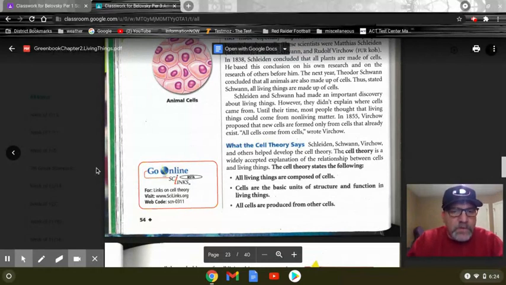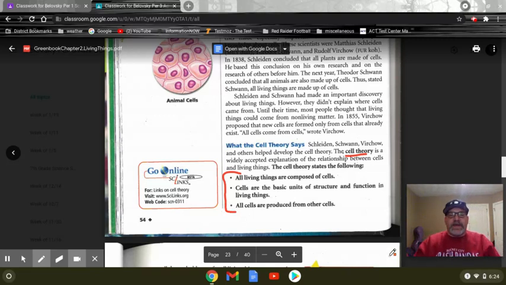All right. So what is the cell theory? Right here is the cell theory. And what you need to write is what is located with these three bullet points right here. All living things are composed of cells. Cells are the basic units of structure and function in living things, and all cells are produced from other cells. Hit pause and type that in.